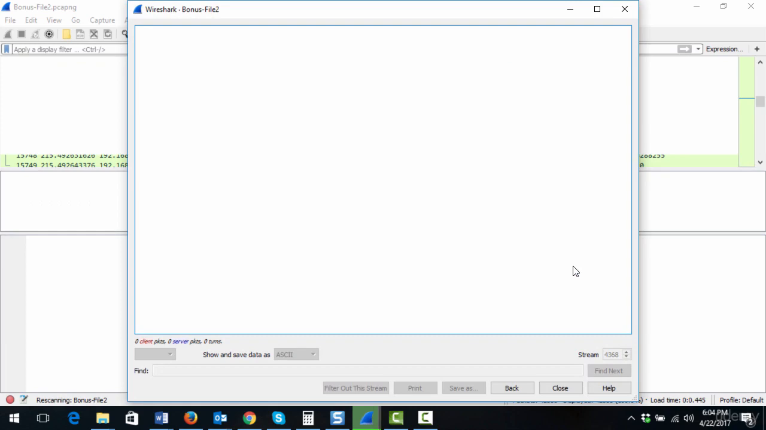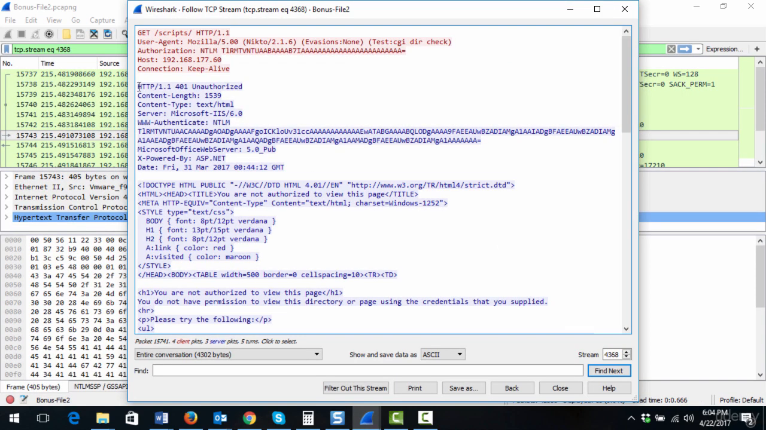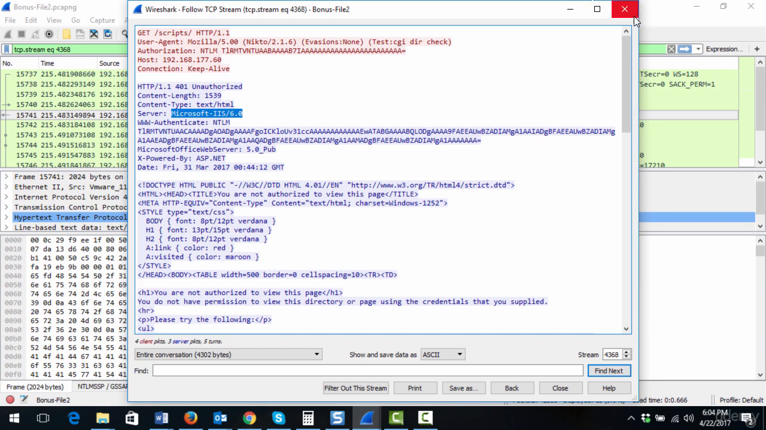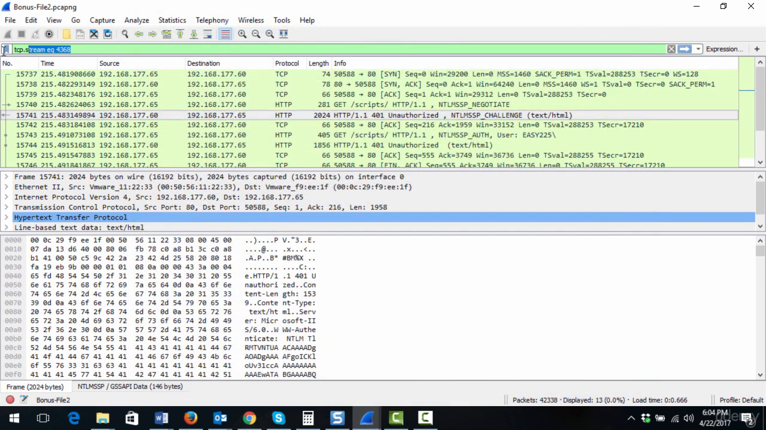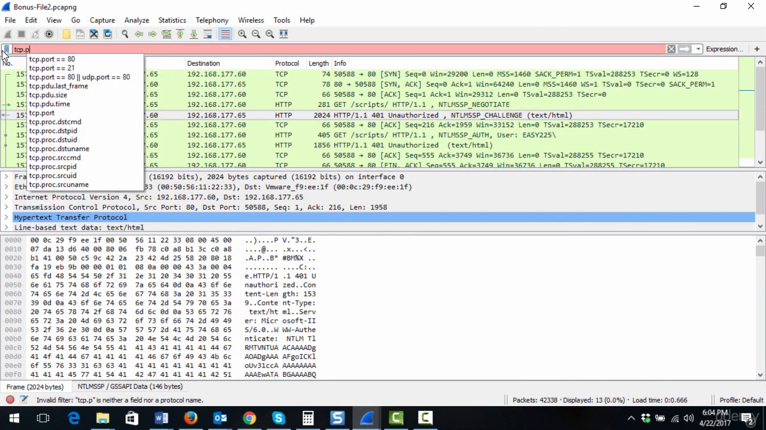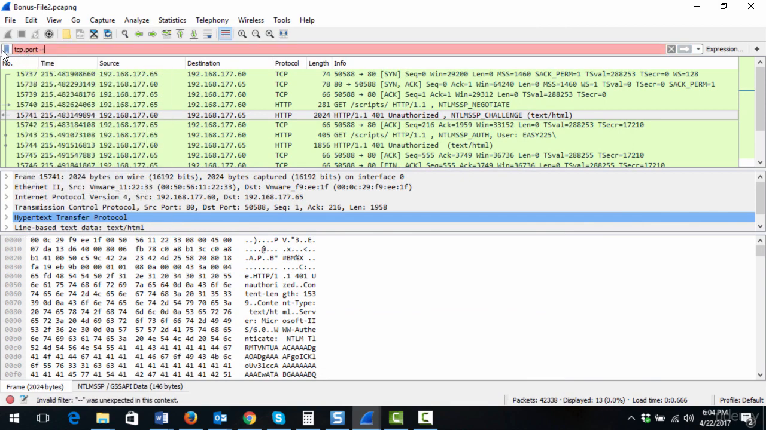I follow the TCP stream, and this is what you want to see. In this case, unauthorized. So even though they ran the attack, in this case trying to do a script command, it's unauthorized. But the bad side is, we still see Microsoft IIS 6.0, which is not good. These are the types of things you can uncover when you look at different types of things. So if we do our tcp.port equal, the more you do this, you get used to looking for patterns.